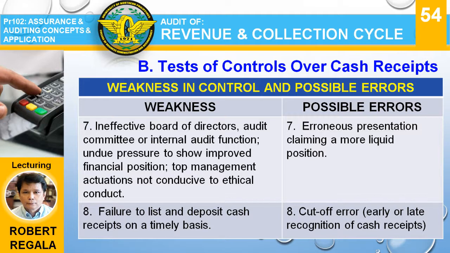Number 8 weakness, failure to list and deposit cash receipts on a timely basis. This leads to cutoff error, early or late recognition of cash receipts. That is, recording cash receipts based on erroneous information about the date of receipt.